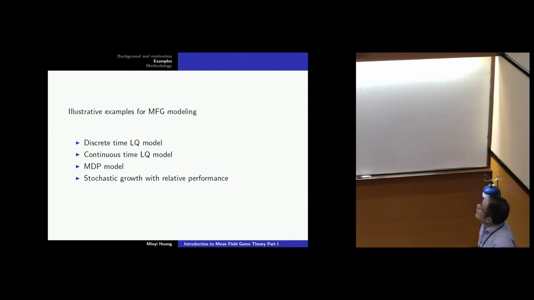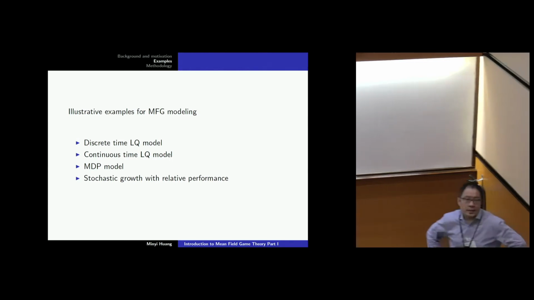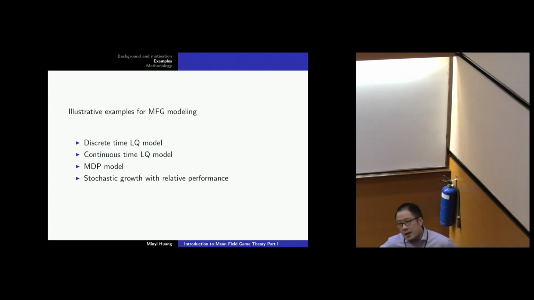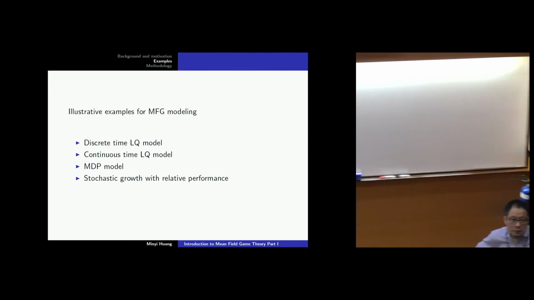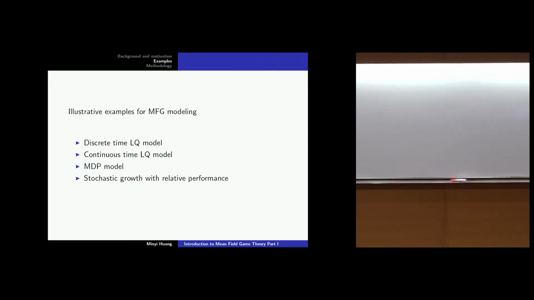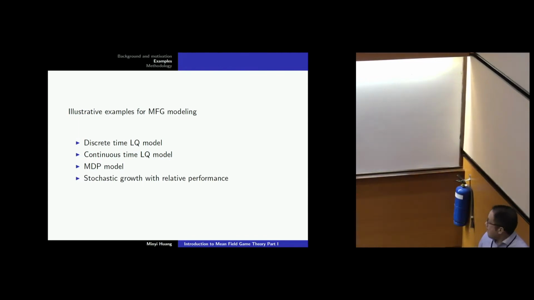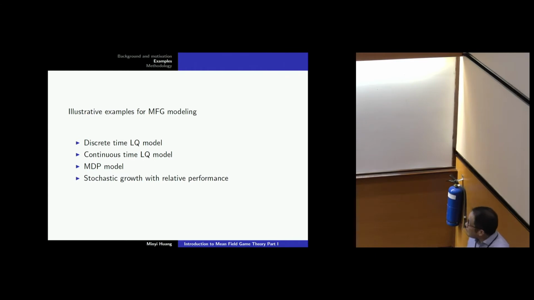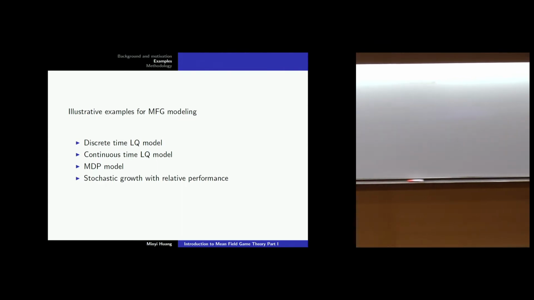Here I will give some illustrative examples on the mean field game modeling, because in the end, we always need to do it mathematically. So it matters to choose the models. For the illustration here, I will describe the discrete time LQ model, continuous time LQ model, Markov decision process model. This is actually for stochastic games. And finally, the stochastic growth model with a relative performance.